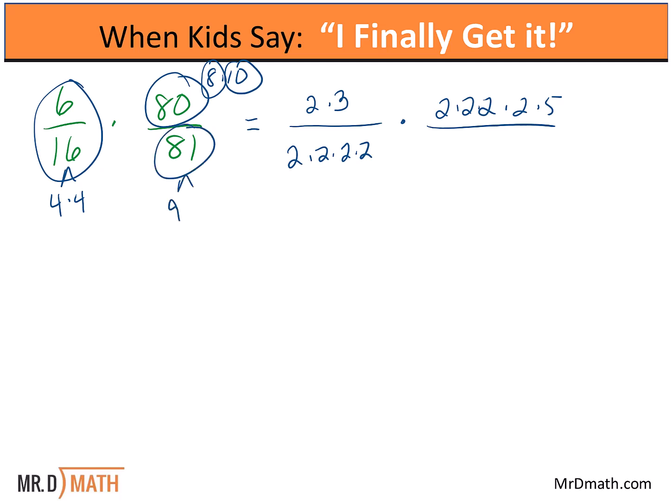81, what's that? Well, that's 9 times 9, which is 3 times 3 times 3 times 3. We have all prime numbers now. Let's reduce. What do you mean, let's reduce? If you notice so far, what I did was write down the factors of each of the numbers, 6, 16, 80, and 81.